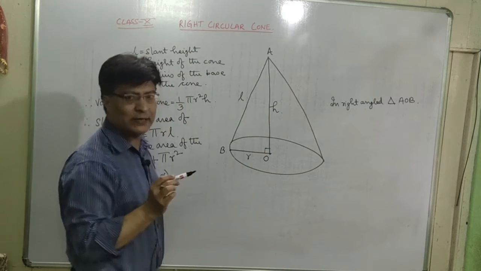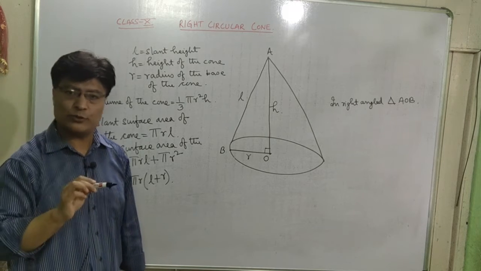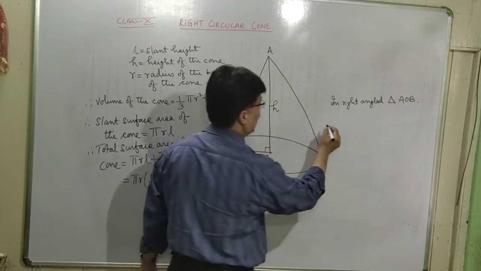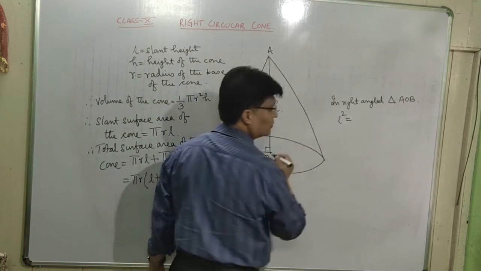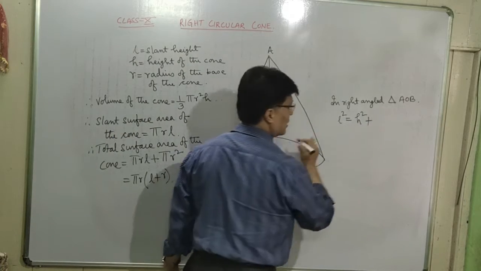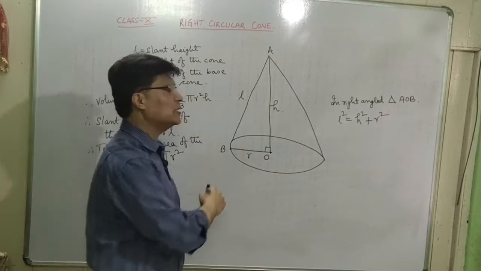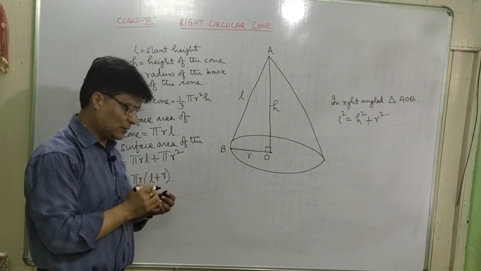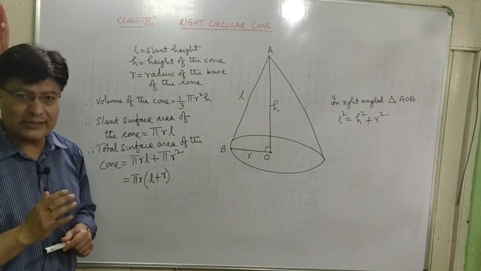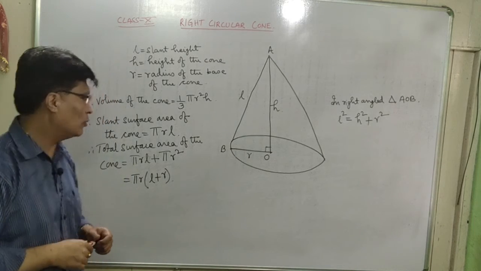That is, what is Pythagoras theorem? H square is equal to P square plus B square. But in this case, what is H? Here H is L. L is equal to, what is the perpendicular? H. That is your H square plus, what is the base whole square? That is your R square. So you have to use this formula in this cone also. That is L square is equal to H square plus R square, where L is the slant height, H is the vertical height, and R is the radius of the base of the cone.